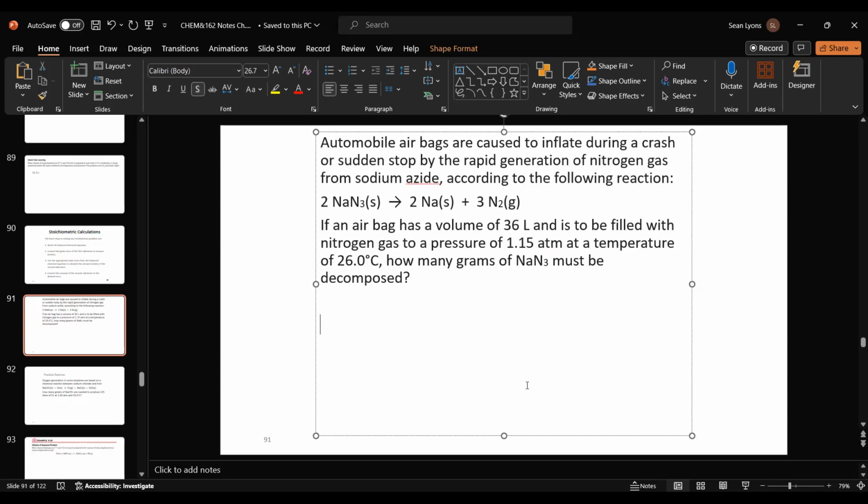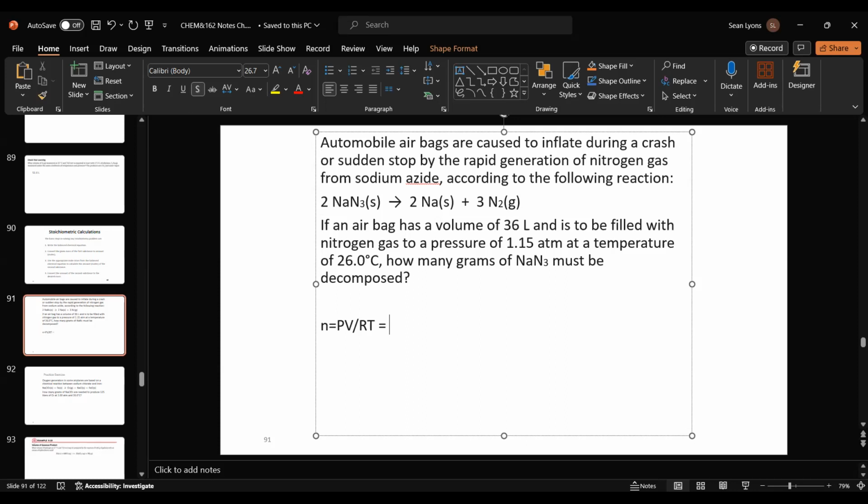All right. So for this one, again, we want to figure out how many grams of sodium azide ultimately decomposed. But first, we have to figure out how much of the nitrogen was actually produced in terms of moles. So we're going to take the gas law and rearrange it, and we'll have PV divided by RT.